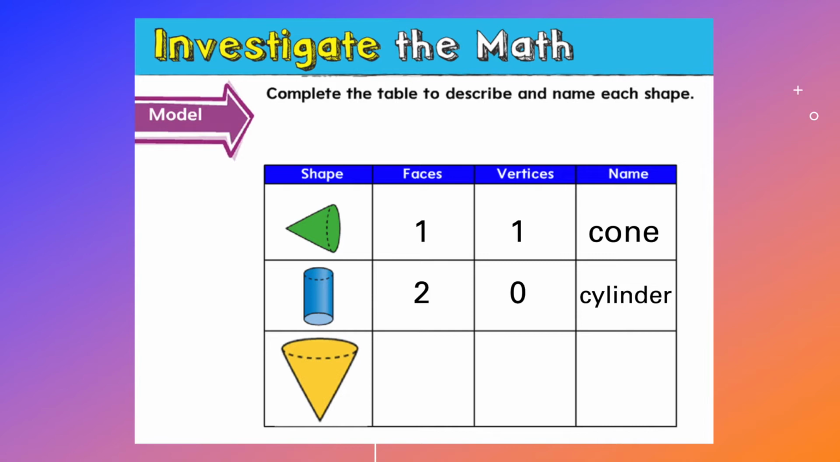The yellow shape has 1 face, 1 vertex, and it is called a cone. Notice that the green shape and the yellow shape are the same shape. The difference is in its size, but both of them still have 1 face, one vertex, and they're both a cone.